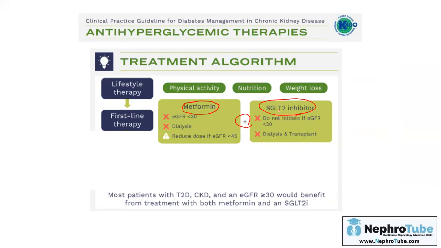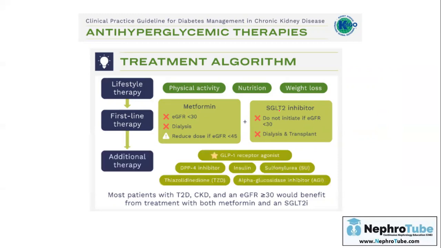And if there is no response, or if any of them is contraindicated, or if there are side effects for any of these drugs and it cannot be continued, the additional therapy may be as follows. On top of the additional therapy is the GLP-1 receptor agonist, followed by DPP-4 inhibitors, insulin, sulfonylurea, and the other drugs. Let's talk about the most important drugs in this stepwise approach.